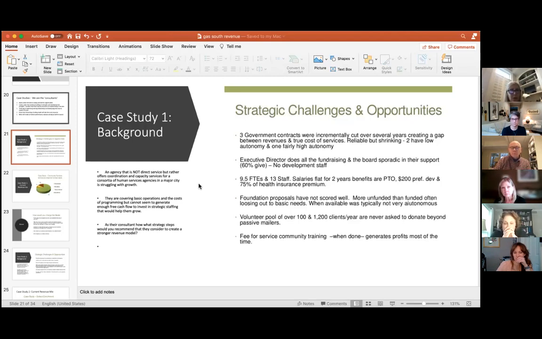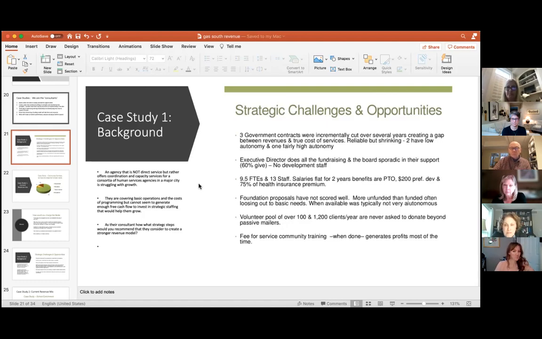They're struggling with growth. They're covering basic operations and the cost of programming, but can't seem to generate enough free cash flow to invest in strategic staffing that would help them grow. And we're coming up with recommendations. So as you can see, they've got 3 government contracts. They've been incrementally cut over several years. They're reliable, but they're shrinking.